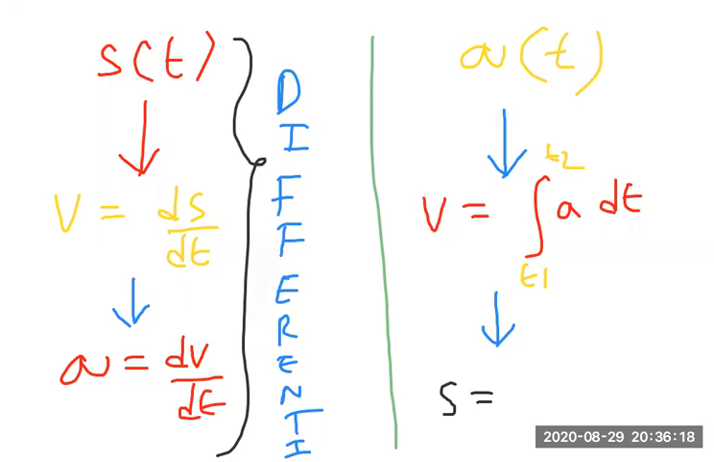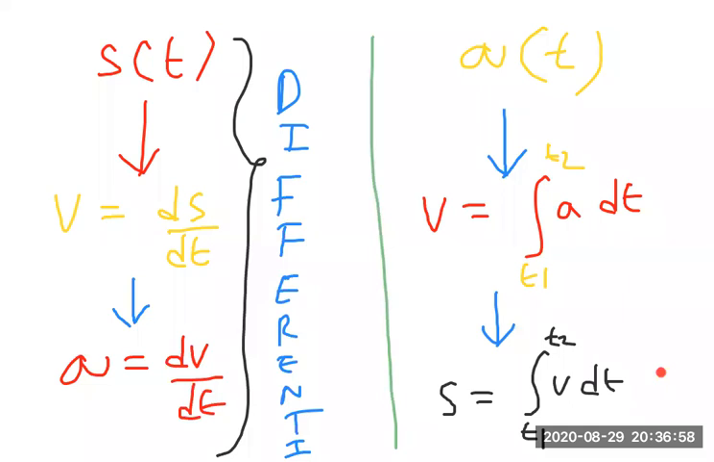Here also, S is equal to the integral of v dt, where v is a given function of time, between t1 and t2. So you can observe the reverse process. From displacement you got velocity, and from velocity you got acceleration, by differentiating. But here, integrating acceleration over a time interval gives the velocity range, and integrating velocity over a time interval gives the displacement range. Like that we can find these things.